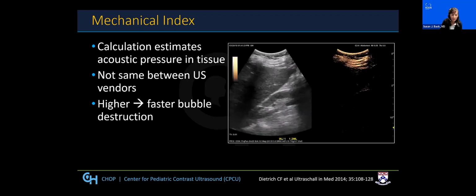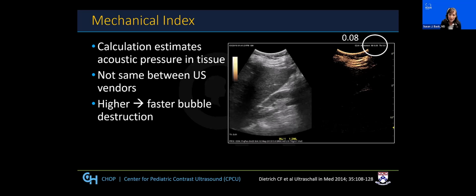The mechanical index is a mathematical estimation of the acoustic pressure in tissues. It's not the same between all ultrasound vendors, but is usually displayed somewhere on the image. So all contrast imaging at this point is a low mechanical index to preserve the life of the microbubble. If you increase that mechanical index, then that will facilitate faster microbubble destruction.